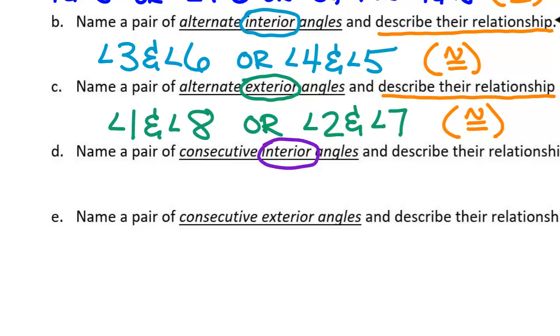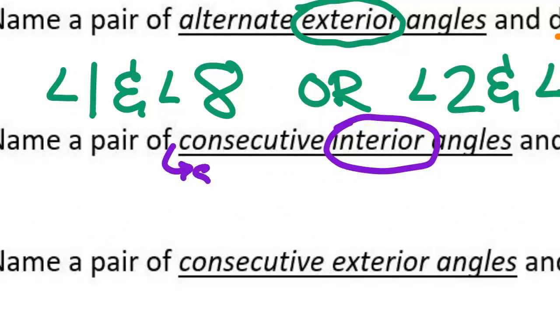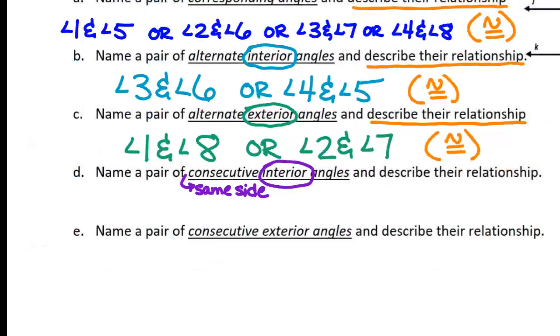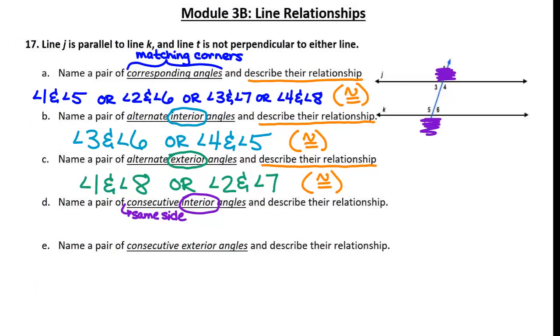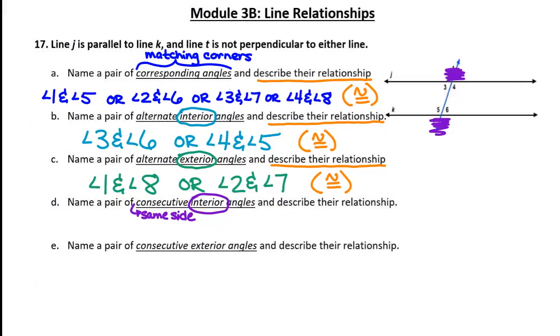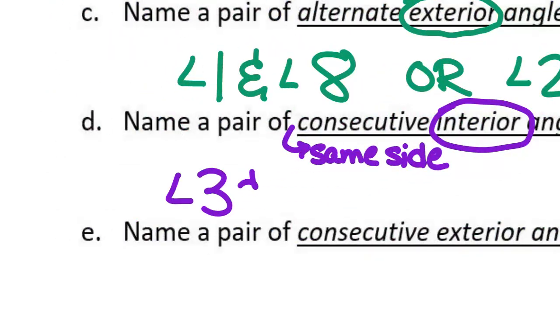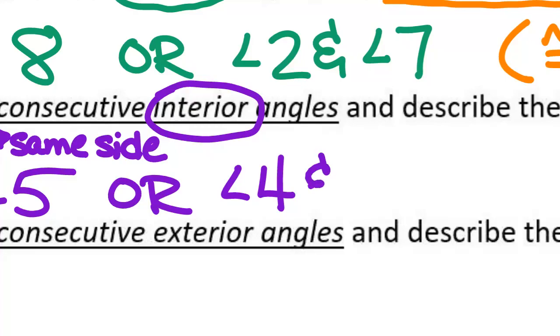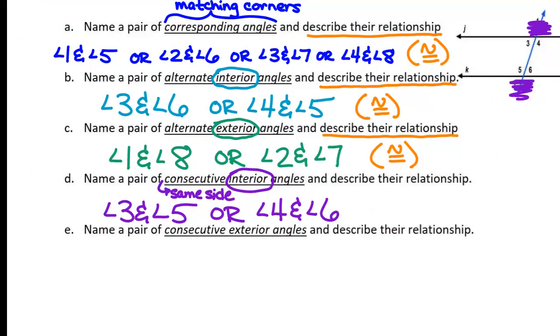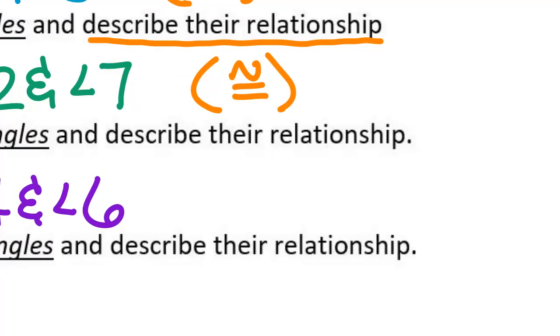Consecutive interior angles. When you see consecutive, that means same side of the transversal. I want interior angles. So again, I'm not looking outside the lines at all. What would be a pair of consecutive interior angles? 3 and 5, or 4 and 6. What's the relationship between consecutive interior angles? Supplementary.